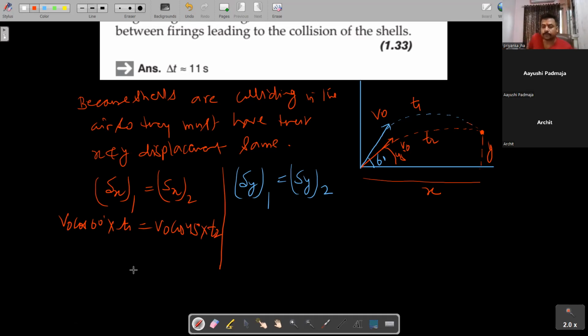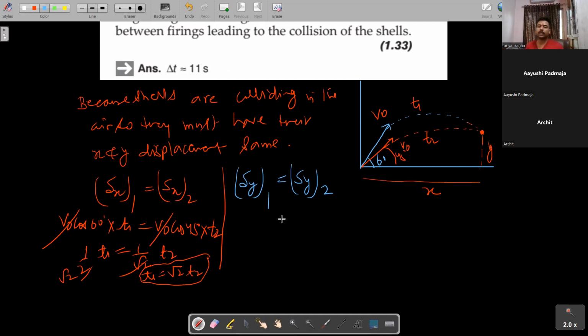Tell me, did you understand or not? Yes, sir. This V naught cancels, cos 60 is half, so half T1 equals 1 by root 2 T2. Cancel, so T1 is root 2 times T2.